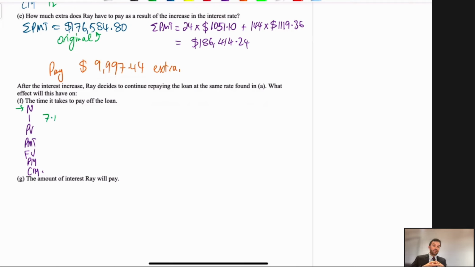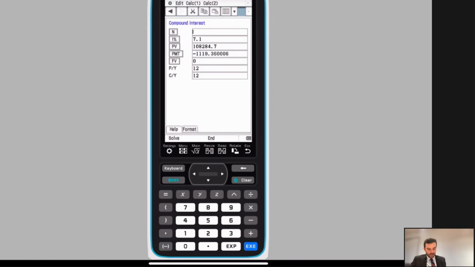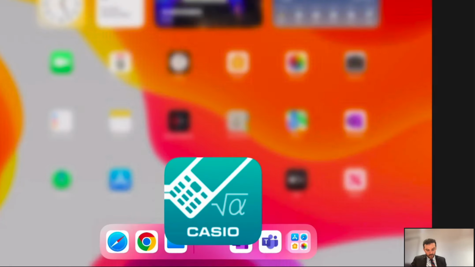Now do you remember the new part of this loan? He has $108,284.70 remaining. He's just going to continue paying at his original rate of 1051.10, and then he wants to pay it off. How long extra is it going to take? So let's go into the finance app, clear that, and that's his PV. Now his payments, negative 1051.1, and we click N. We have 159.41.